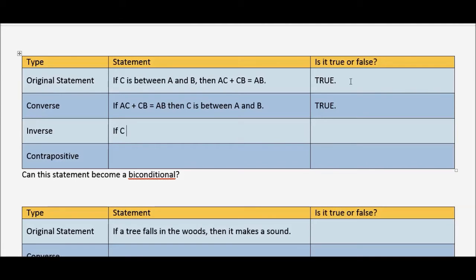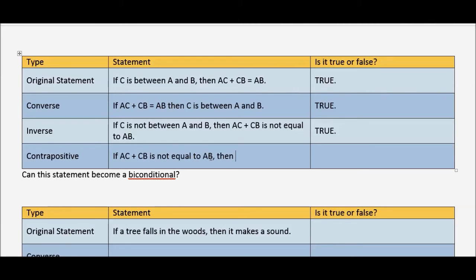Inverse. If C is not between A and B, then AC plus CB is not equal to AB. This is also a true statement. And again, this is because if two segments add up to be equal to the third, it's between. So this is true. Finally, if AC plus CB is not equal to AB, then C is not between A and B. This is also a true statement, and this is definitely biconditional.